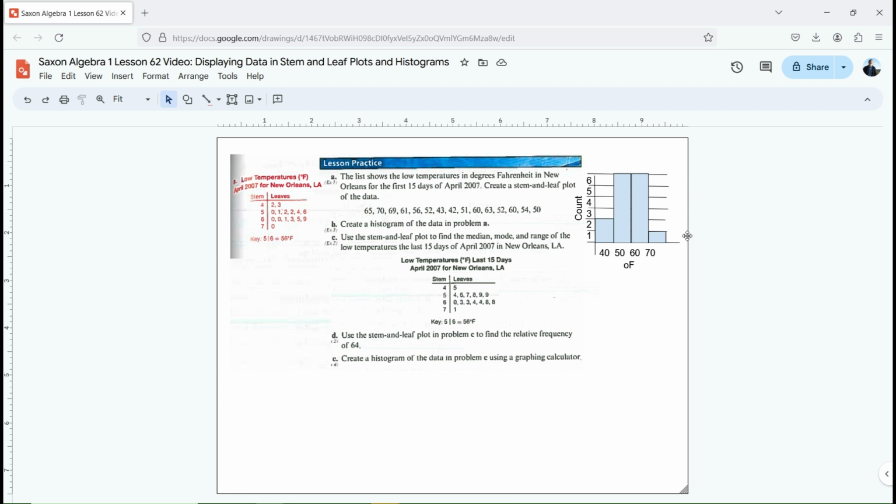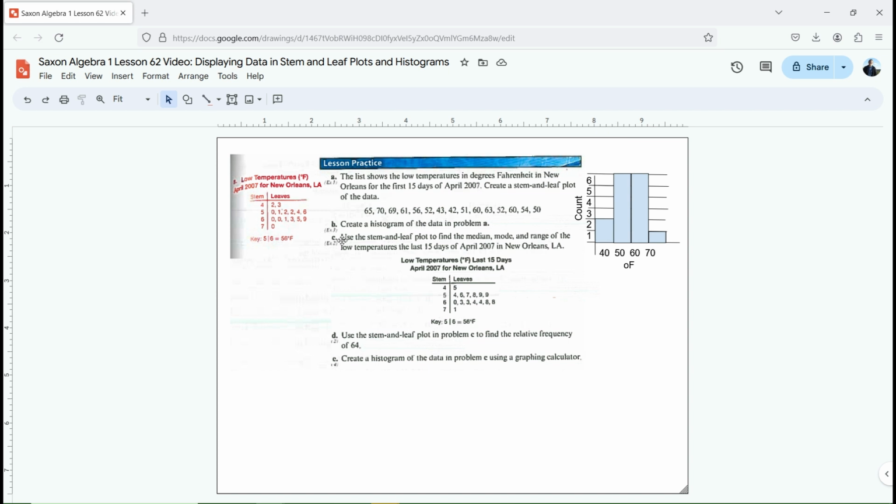So if I'm going to buy something to wear in April, I might buy a light jacket, not a heavy winter coat. And I'm definitely going to have a jacket because it's not up around 70 very often. Okay, so that's what our histogram would look like.